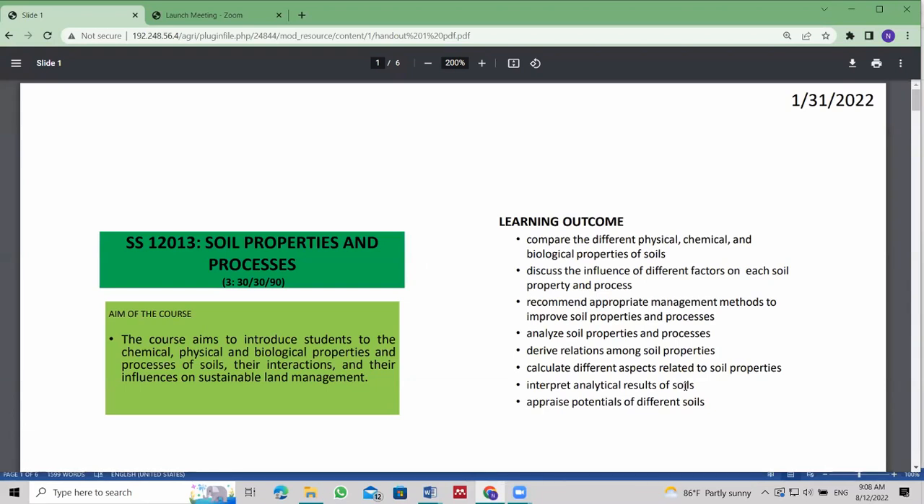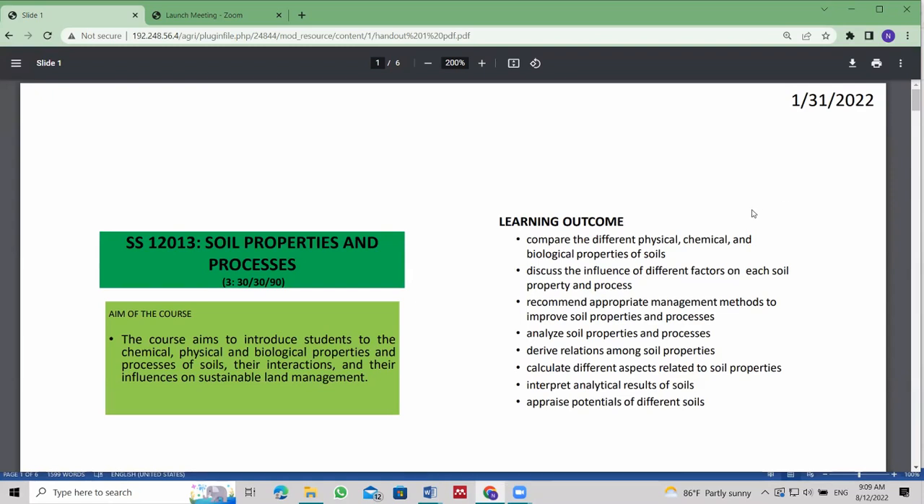Then appraise potential of different soils. Appraise means evaluate the potential of different soils. So maybe you will be given some data and you will be asked to evaluate in terms of different aspects, evaluate the properties. So that is the learning outcome, and how you use that learning outcome in your examination.